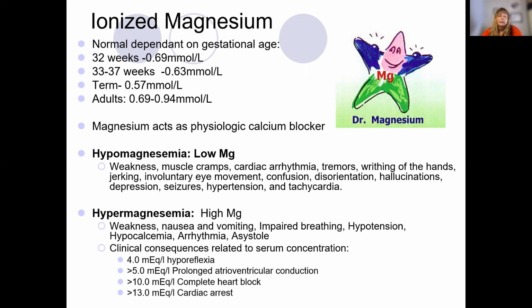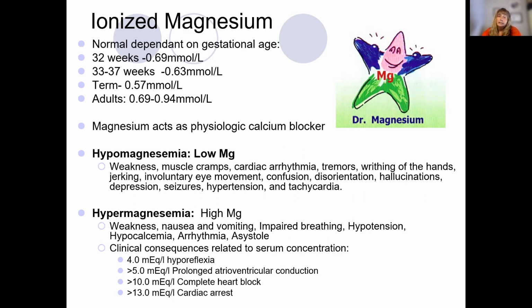Low magnesium levels cause weakness, muscle cramps, cardiac arrhythmias, tremors, jerking, involuntary eye movement, confusion, hallucinations, disorientation, seizures, hypertension, tachycardia, depression. And hypermagnesemia, or high magnesium, can cause weakness, nausea and vomiting, impaired breathing, hypotension, hypocalcemia, arrhythmia, and asystole.